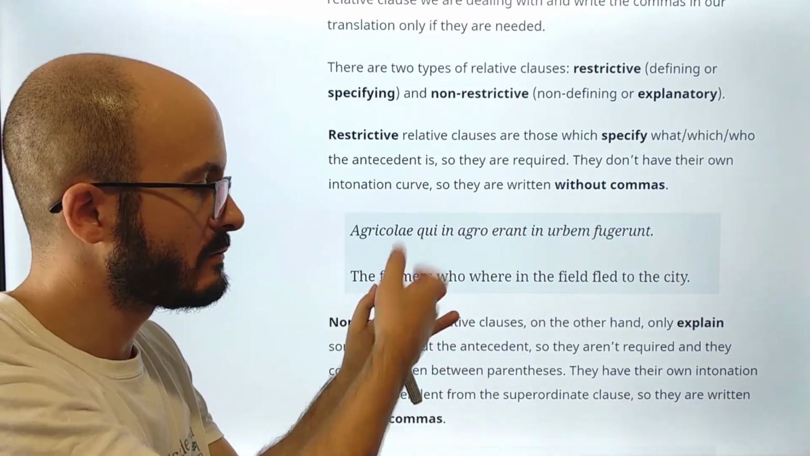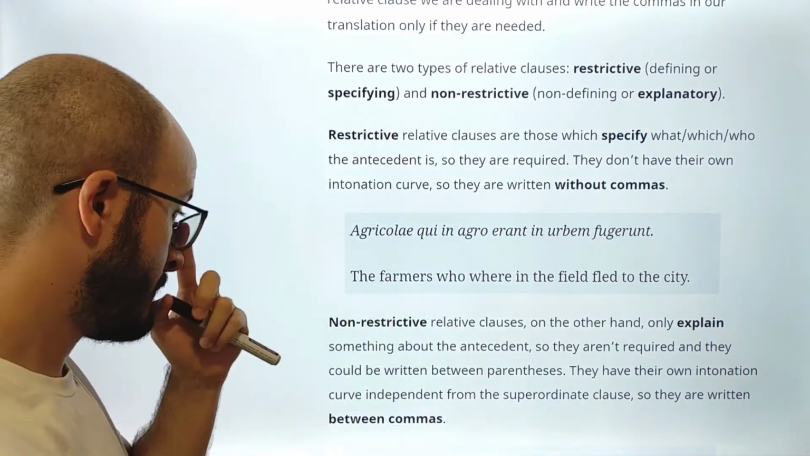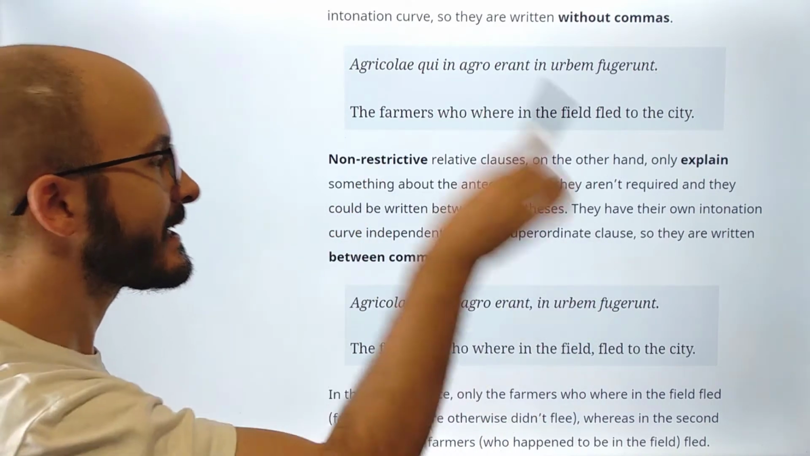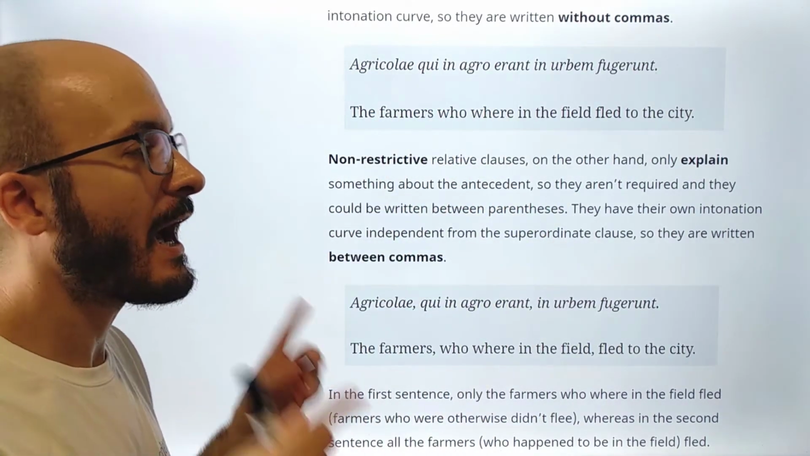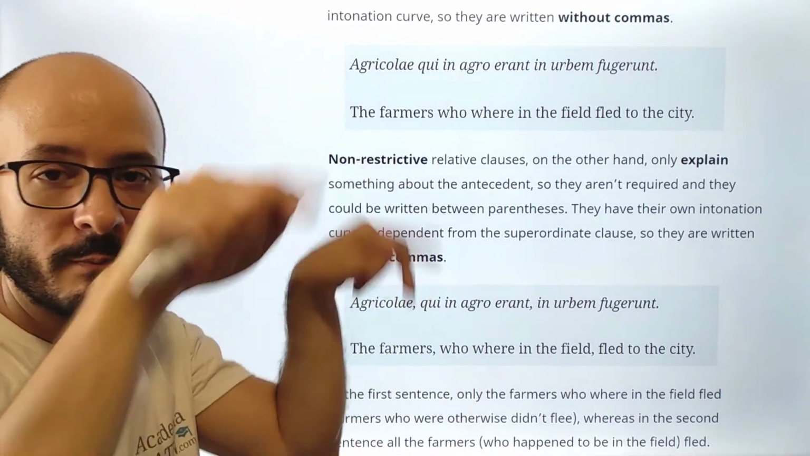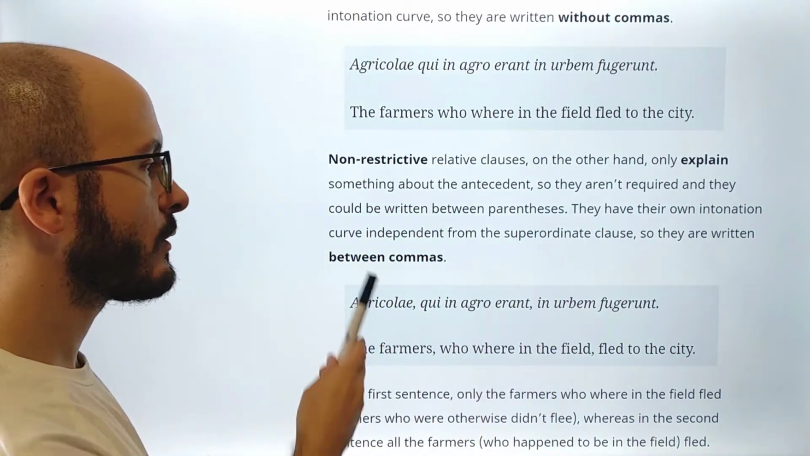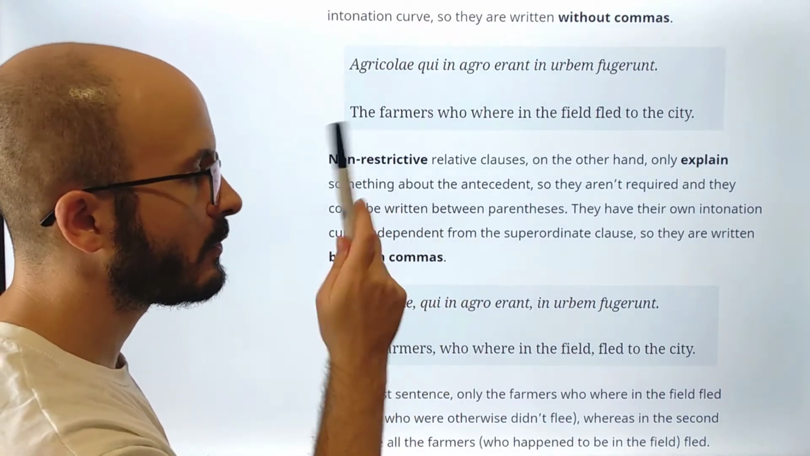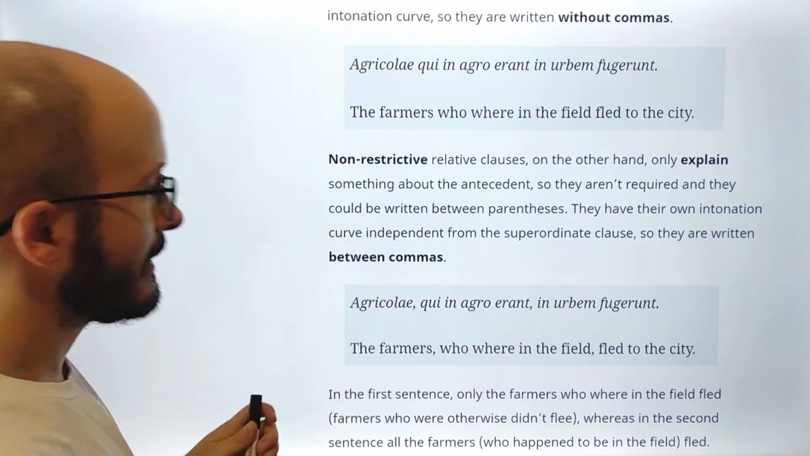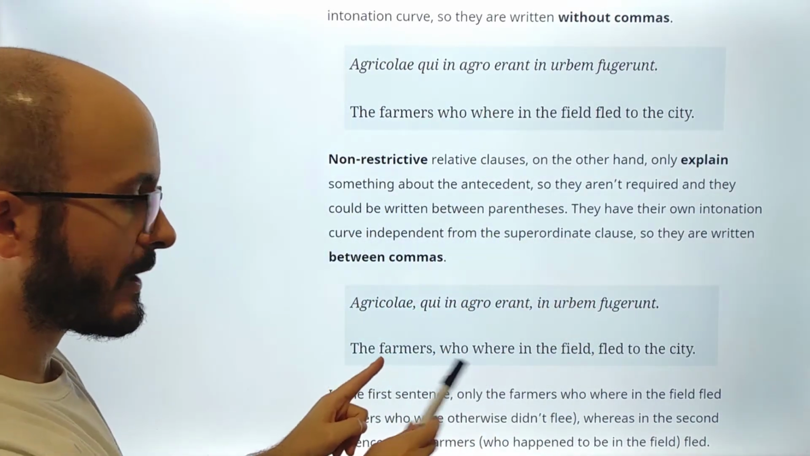There's no pause, there is no raise of the intonation, anything, okay? Now, non-restrictive relative clauses, on the other hand, only explain something about the antecedent, so they aren't required, and they could be written between parentheses, or we could remove them completely. They have their own intonation curve independent from the superordinate clause, so they are written between commas. Now, you see that the sentences are exactly the same except for the commas.